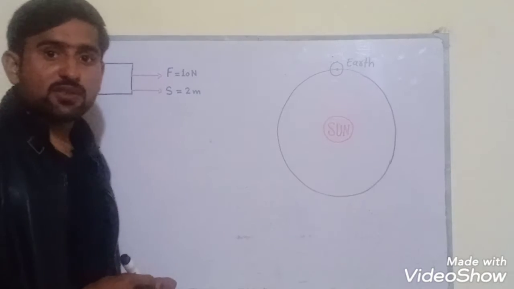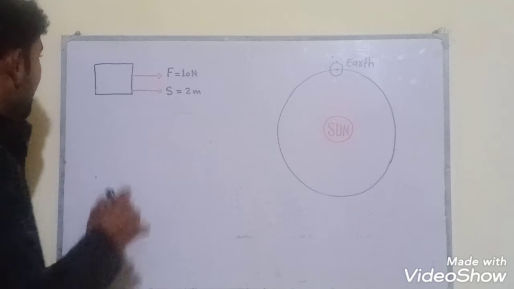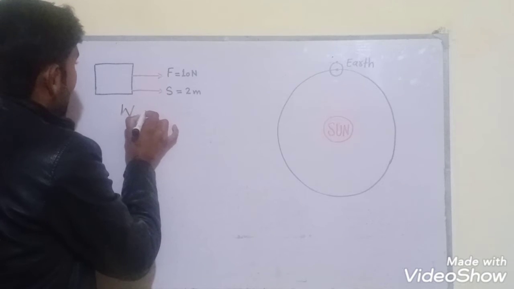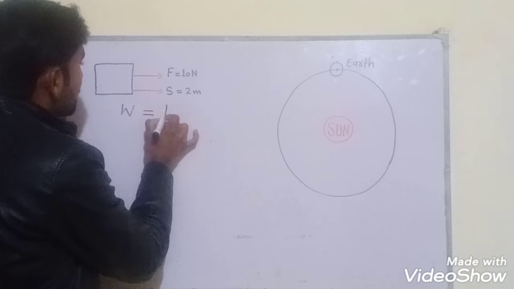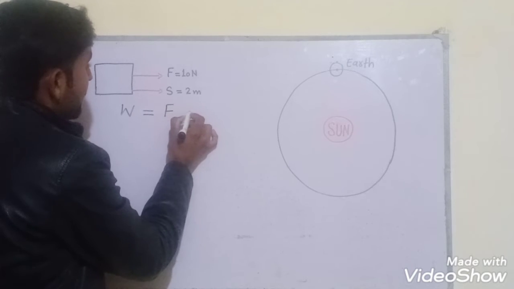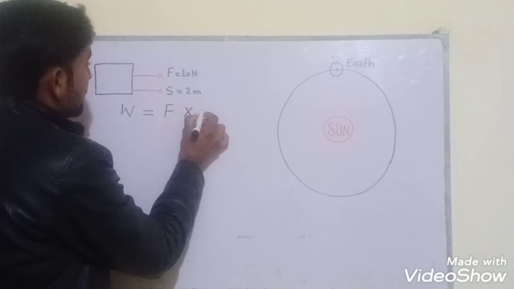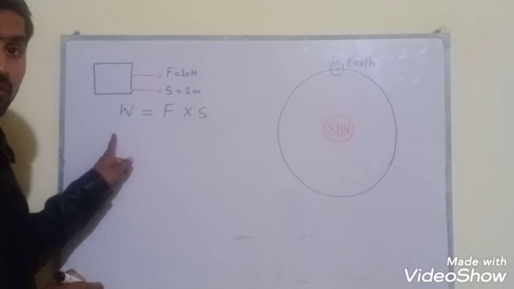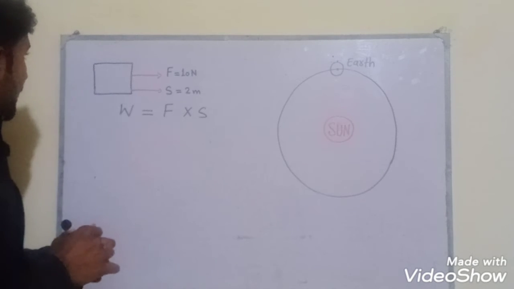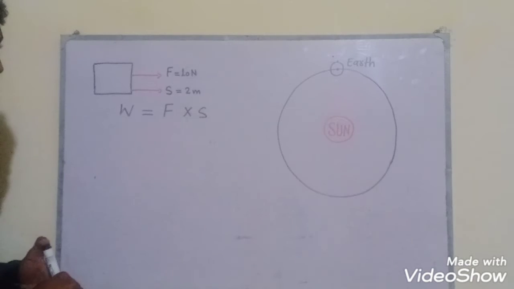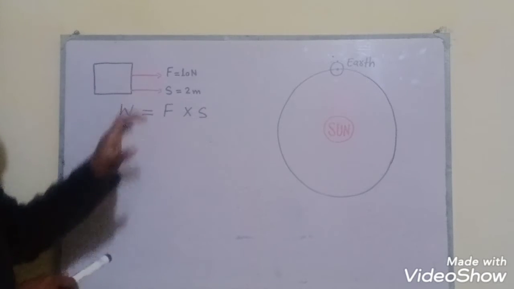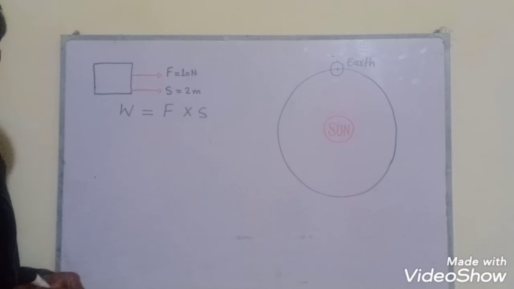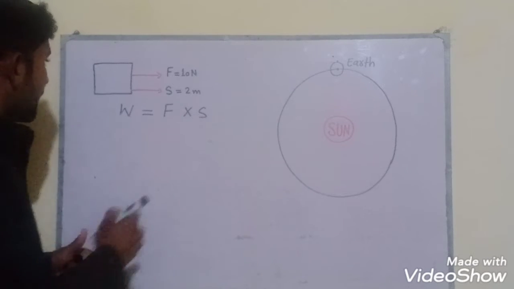Here we have some questions relating to work done. We know the formula for work done: W for work done is equal to force, denoted by F, and displacement, denoted by S. F cross S is equal to work done. First question: when a force of 10 Newton acts on an object and it is displaced 2 meters, what is the work done?